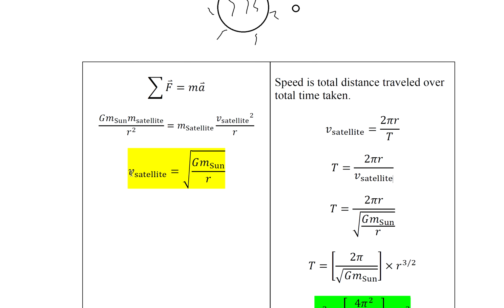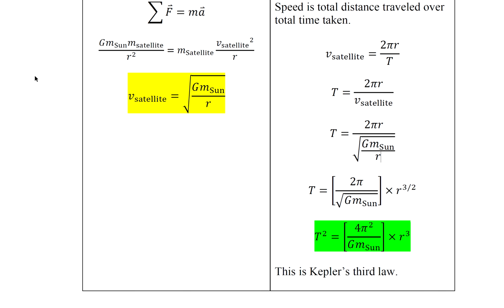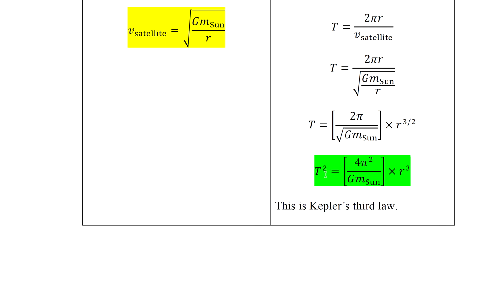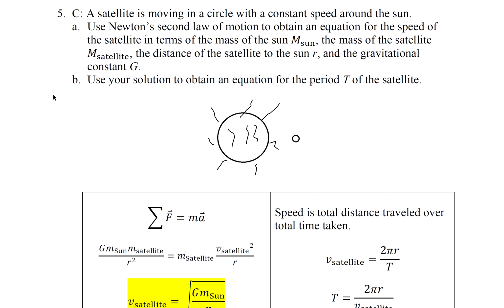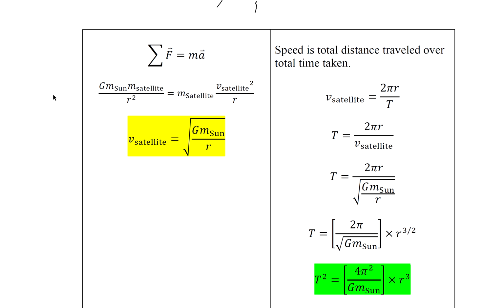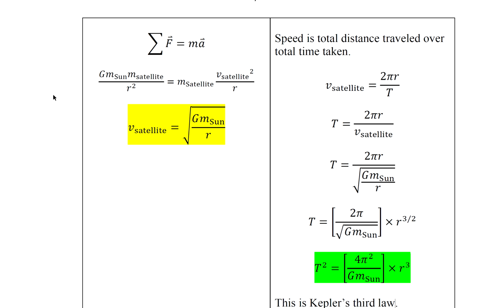Here we're going to substitute what's in yellow here in the denominator. And now we're going to square both sides because we don't like r to the 3/2. Now we have period squared is proportional to a constant times the radius cubed. This is Kepler's third law. So understand what I did here, because this is a very famous derivation to derive during an exam.